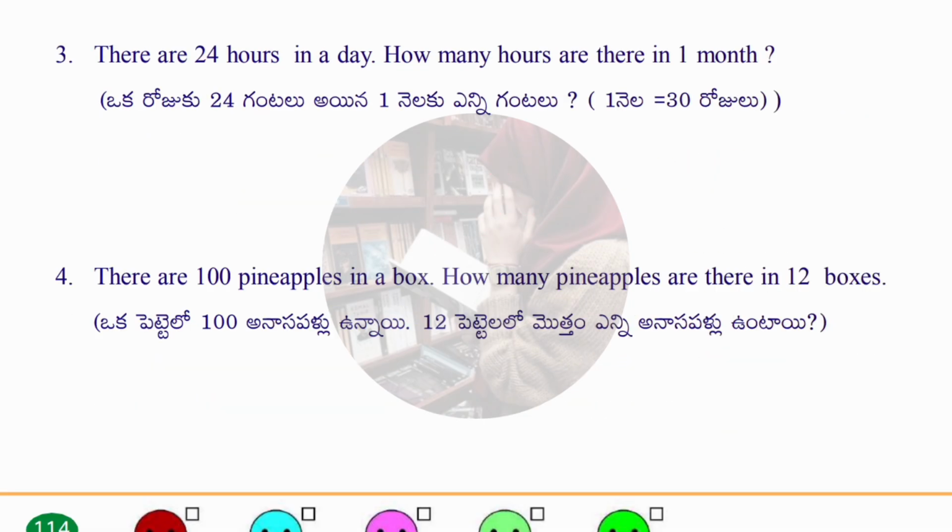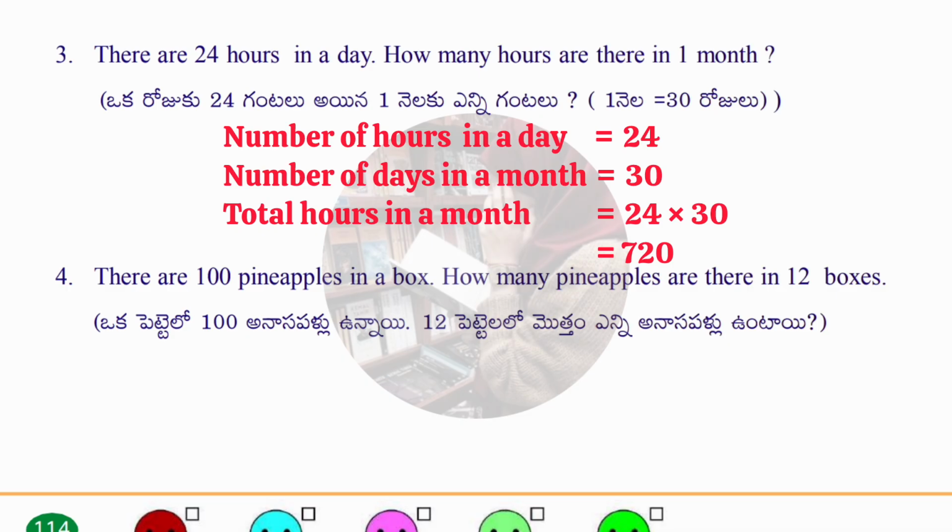Got it? Let's move on to the third question, which is: there are 24 hours in a day. How many hours are there in 1 month? Let's see the answer. How many hours are there in 1 day? In 1 day we have 24 hours. And how many days are there in 1 month? In 1 month we have 30 days and also 31 days, but here it is given 30 days, so I write down 30.